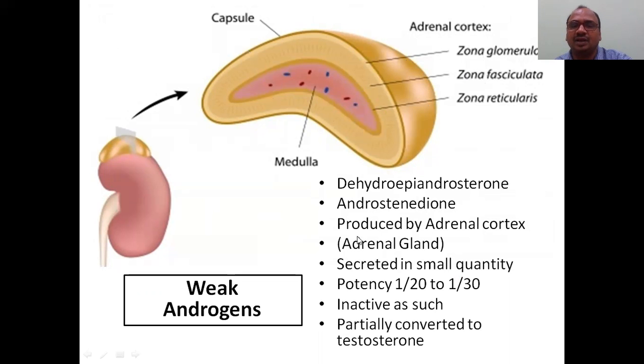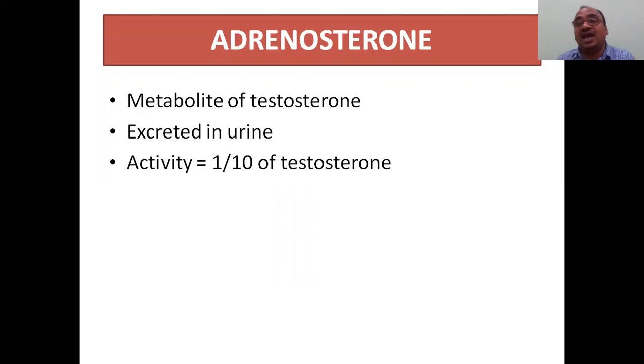Produced by the adrenal cortex and secreted in a small quantity. What are the weak androgens? These two names you have to keep in your mind. Partially they are converted into testosterone, that's why they are called weak androgens. Only a small quantity will be converted into testosterone. Androsterone, last of the natural hormones, is a metabolite of testosterone. The metabolic product of testosterone is converted into DHT. Both testosterone and DHT become a small breakdown metabolite, androsterone, excreted in the urine. Its activity is only 1/10 of testosterone.